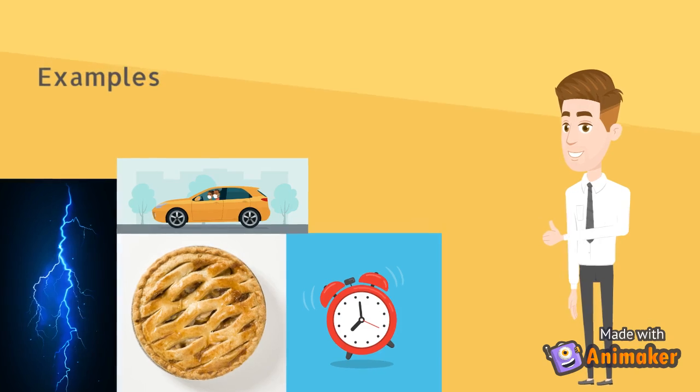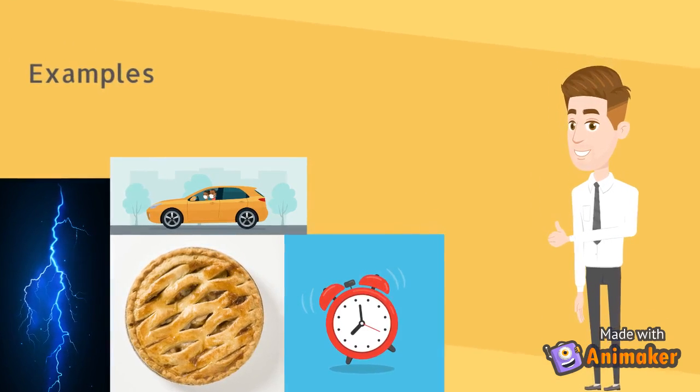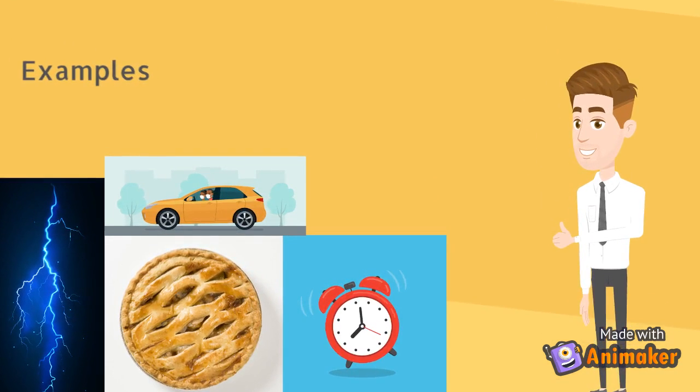Here are some examples. The lightning danced across the sky. Clearly, lightning cannot dance, but it's trying to say that it went across the sky and was everywhere, and it was also beautiful. The pie was calling my name. Clearly, pie cannot talk, but it's trying to say the pie was tempting to eat.